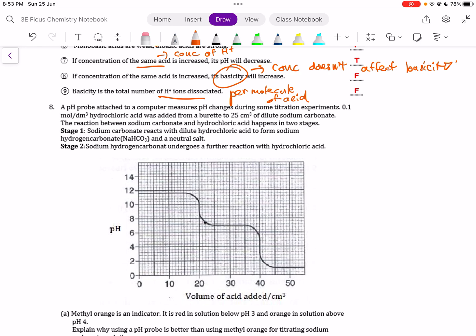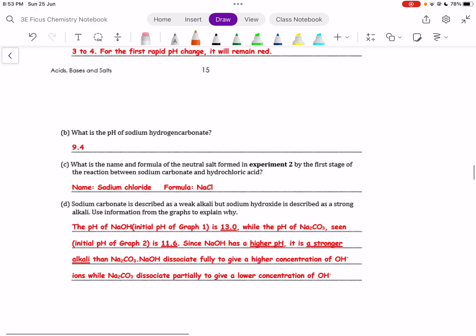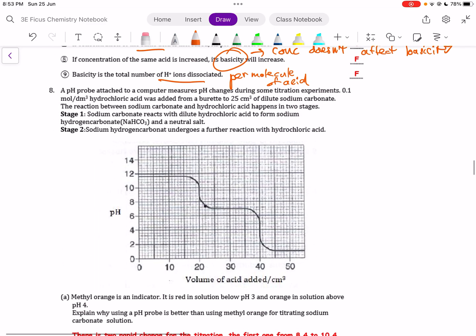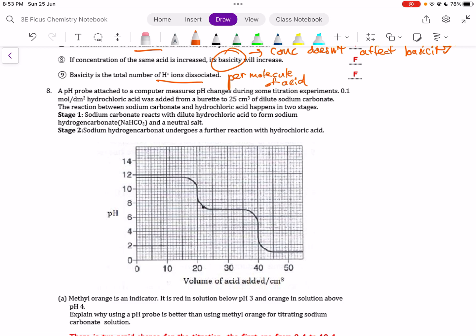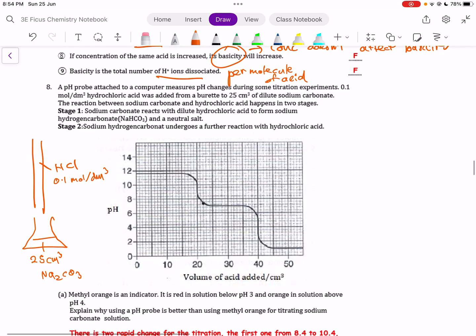Let's have a look at what is happening. A pH probe attached to a computer measures pH changes during some titration experiment. So what happens in this experiment is that 0.1 mole per dm cube of hydrochloric acid, HCl, is added from a burette to a conical flask with 25 centimeter cube of sodium carbonate. It happens in two stages.